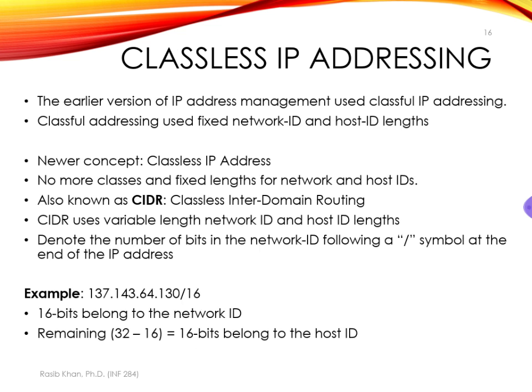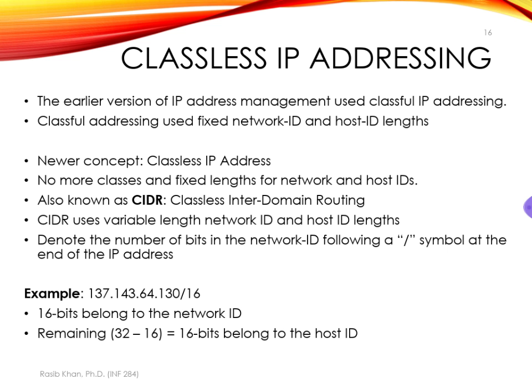All right. So far, what we looked at were IP addresses which belong to certain classes, and we can identify the class by looking at the first few bits of the first octet, right? For class A, it's a 0 in the first bit. For class B, it's 10 in the first 2 bits, and so on and so forth. However, this is an earlier version of IP address management where we used classful IP addressing. The newer version uses classless IP addressing.